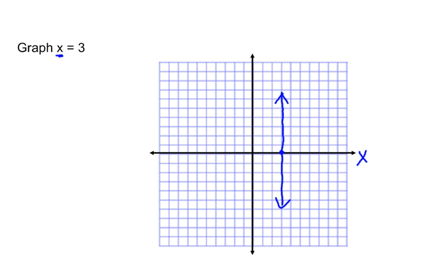So the two special equations, they're pretty easy. One's horizontal, one's vertical. And if it's x equals, then it has to cross the x-axis, so it's a vertical line. And if it's y equals, then it has to cross the y-axis, so it would make it a horizontal line.